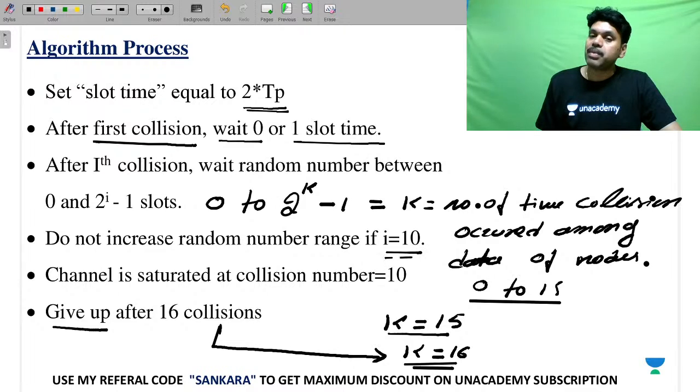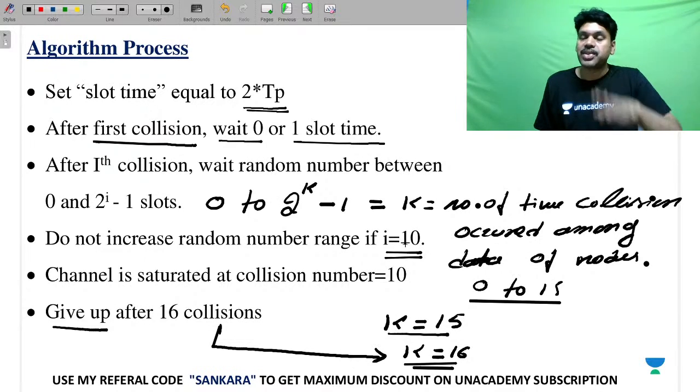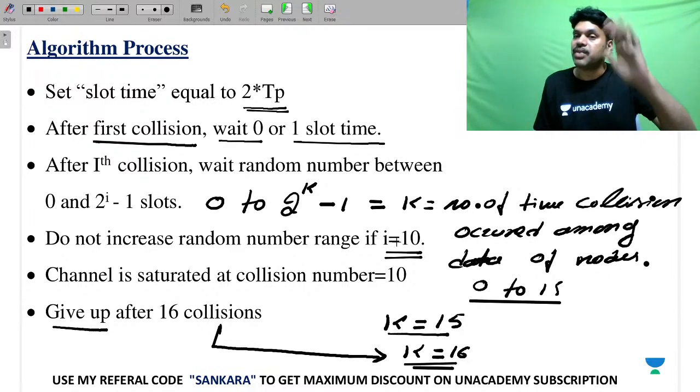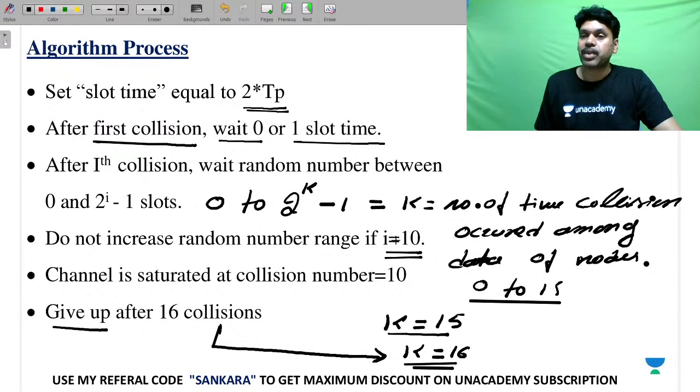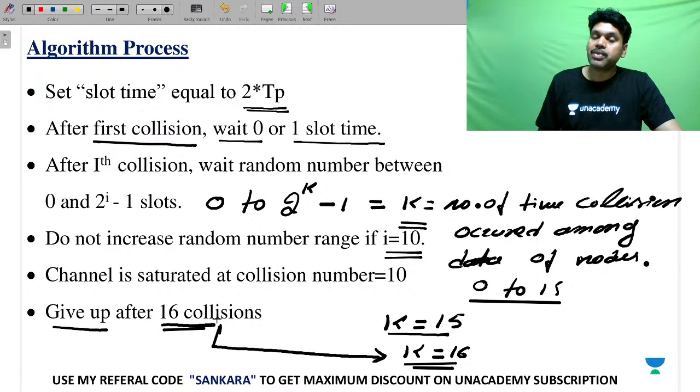But naturally you need not go up to 0 to 15. Whenever your collision number is 10, your channel is saturated and automatically the winning chances go to the guy who wins for the first time, right? That's why the saturation slot number is 10 and your give up slot number is what? 0 to 15. At the 16th slot, it is going to give up, so you need not wait to access the shared channel.